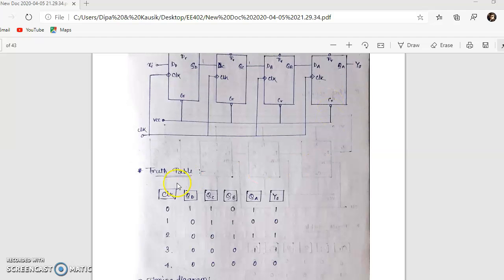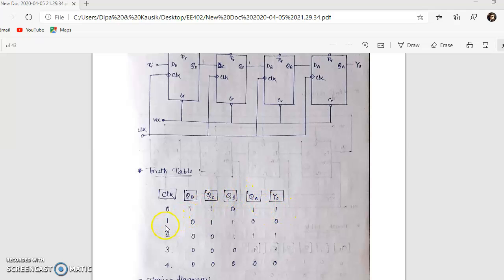So this is the truth table. When the clock pulse is 0, this time QD value is 1, QC value is 1, QB value is 0, QA value is 1. So output is 1.